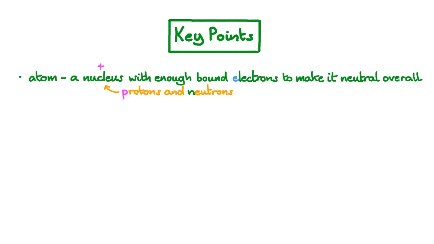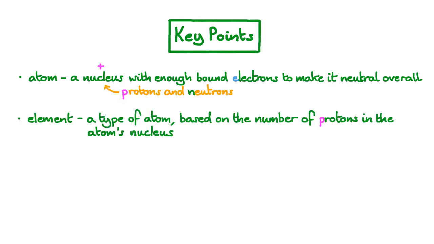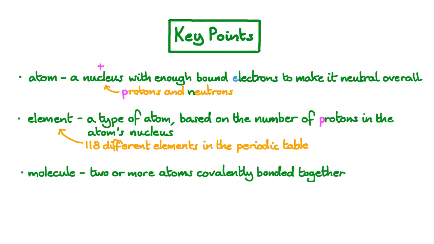To round it all off, let's have a look at the key points. An atom is a positively charged, densely packed nucleus with enough bound electrons to make it neutral overall. An element is just the type of an atom, and it's based on the number of protons in the atom's nucleus. There are currently 118 different confirmed chemical elements, and their information is stored on the periodic table. In the future, we may discover more.